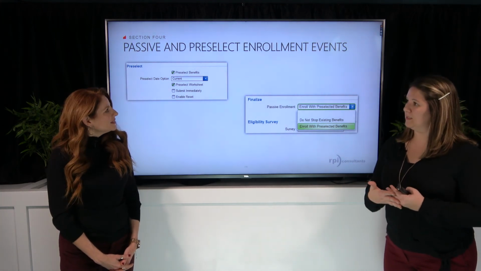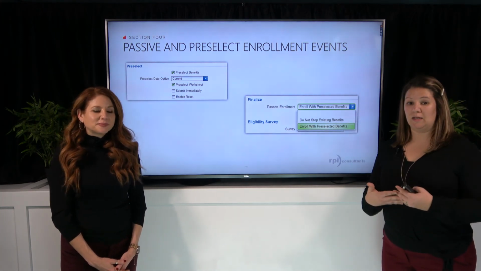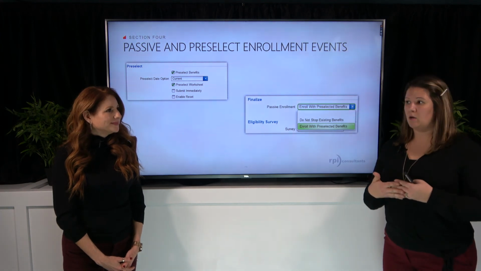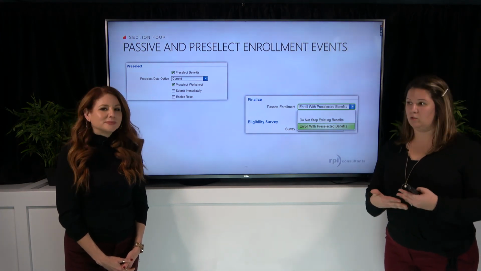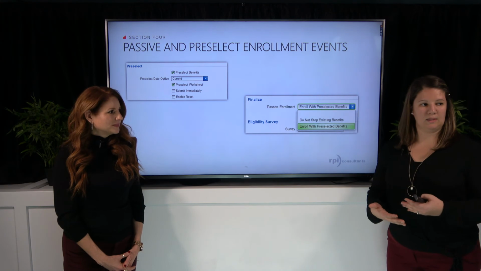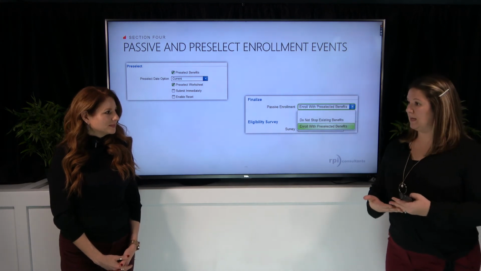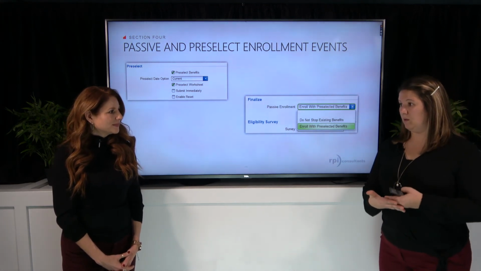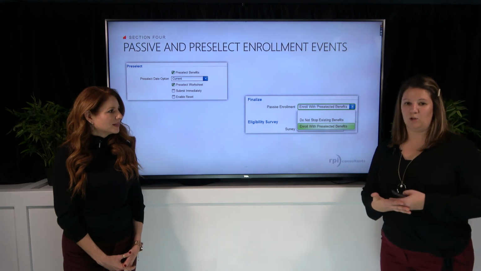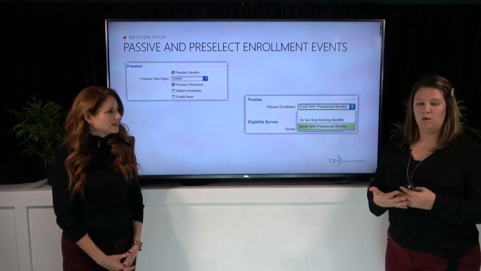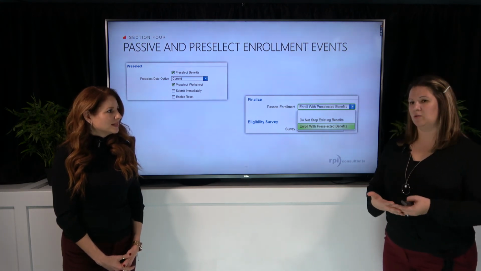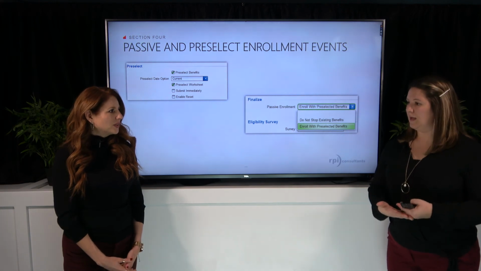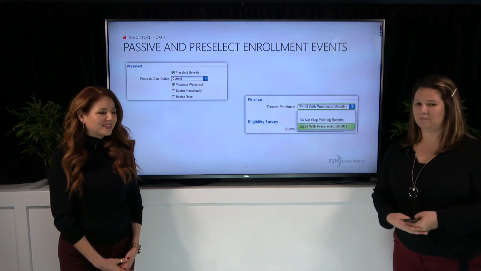The other feature is that pre-select benefits can be used on its own. So say your company doesn't want to do passive enrollment. You still want everyone to walk through the process, but you want the pre-select option to be available. So all of the benefits they're currently enrolled in would be selected for them, but they still have to walk through the process to make sure that's what they want, and confirm it for it to take place. Yep.